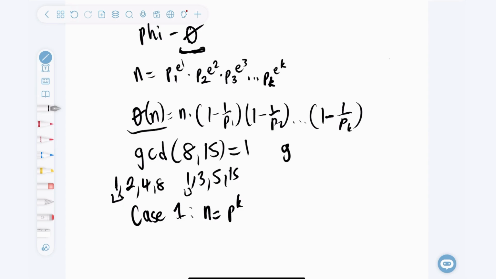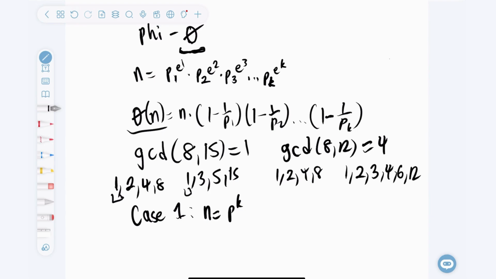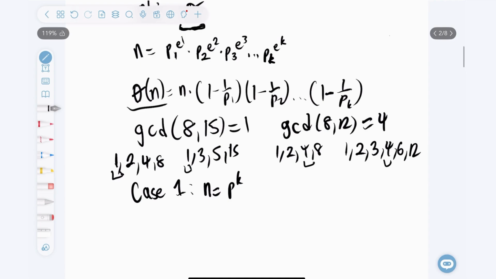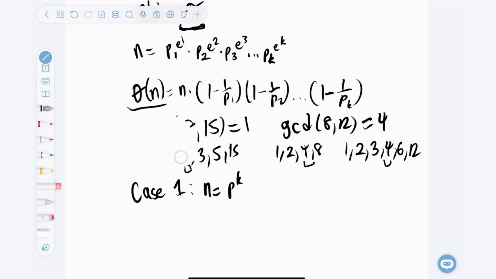An example where two integers are not co-prime to each other is where the GCD is a value greater than 1. So if we choose two integers 8 and 12, we see their GCD is 4, since 8 is composed of 1, 2, 4, 8, and 12 is composed of 1, 2, 3, 4, 6, and 12. So the greatest common divisor is 4. The totient function basically calculates how many integers less than n are co-prime to n.